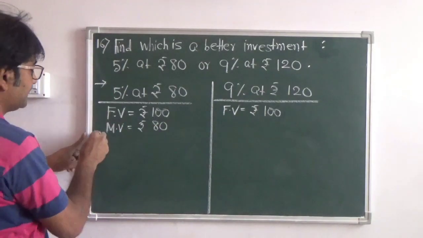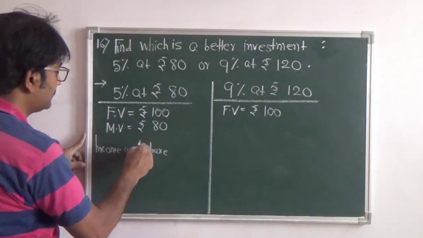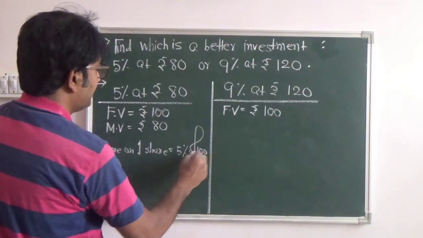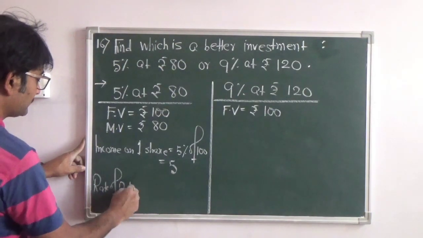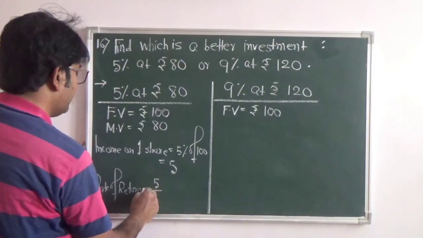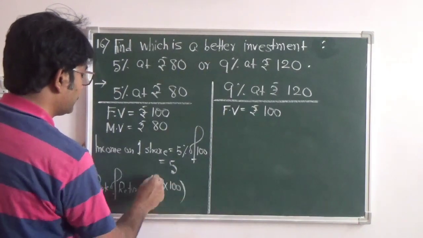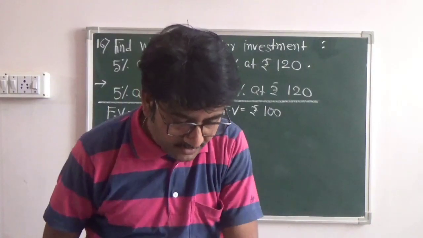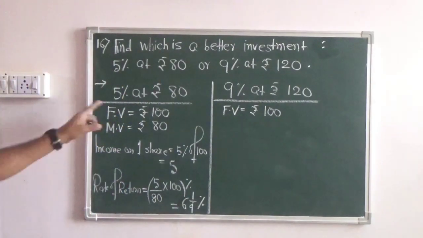Now, what is dividend 5%? Let us find income on one share, that is equal to 5% of the face value, that is 100, and that is rupees 5. Now, what is the rate of return? Rate of return is income on one share divided by market value. Income on one share is rupees 5. Market value is rupees 80 into 100. So this is coming to 6 1 by 4%. So the rate of return in the first case is coming to 6 1 by 4%.